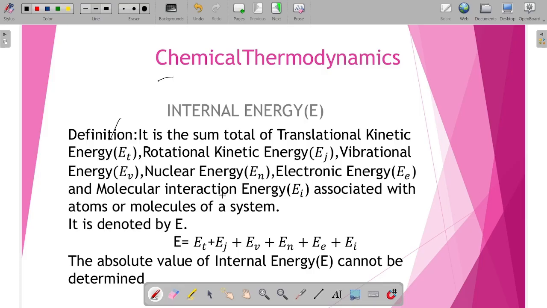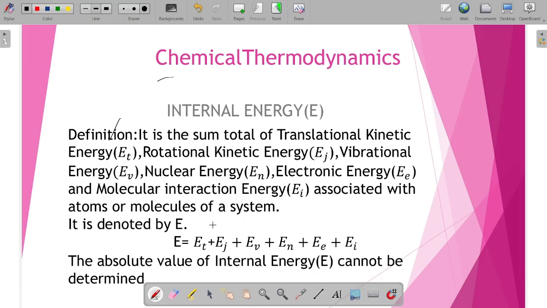And molecular interaction energy means there is a force of attraction between molecule and molecule. So some amount of energy is contained by the molecules due to this. This is called molecular interaction energy associated with the atoms and molecules of the system.